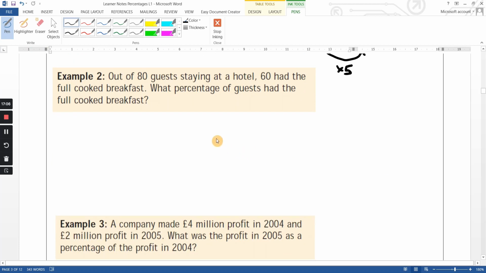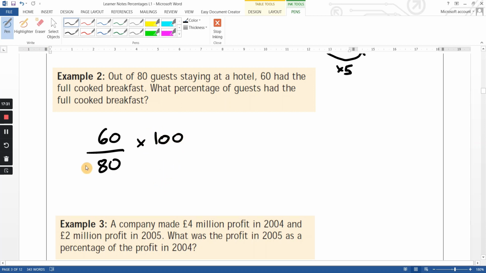Example 2, out of 80 guests staying at a hotel, 60 had the full cooked breakfast. What percentage of the guests had the full cooked breakfast? So what's our fraction? Well, it's out of 80. So we've got 60 out of 80. We want that as a percentage. Let's times by 100.